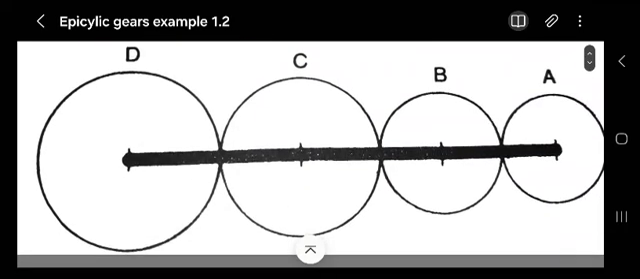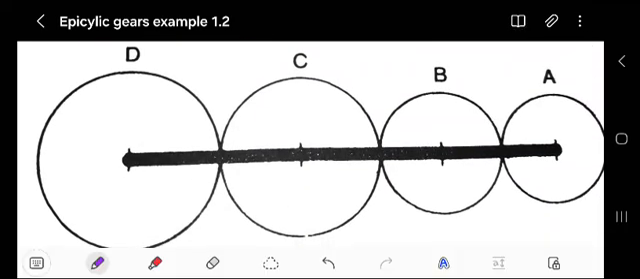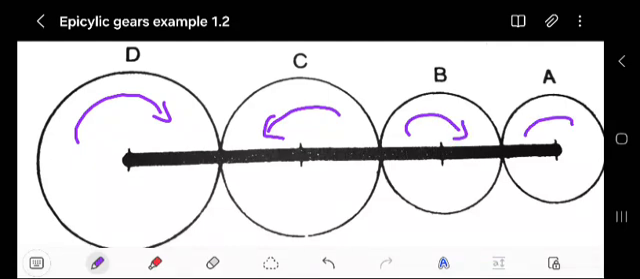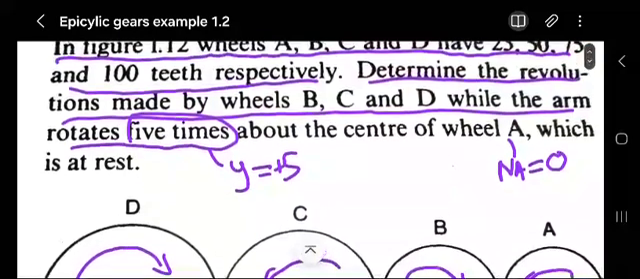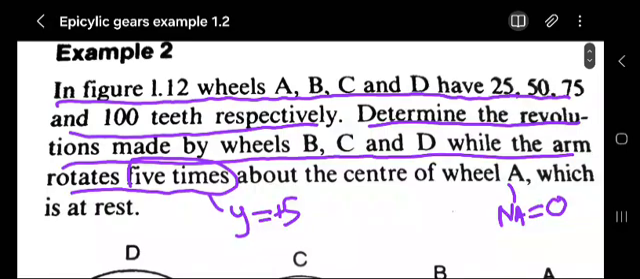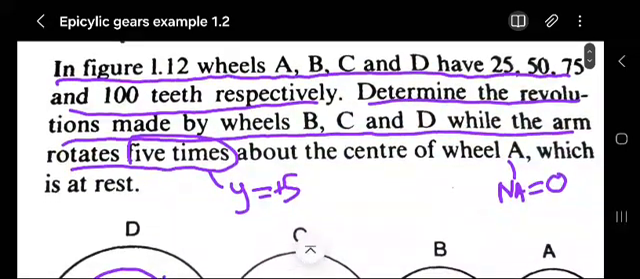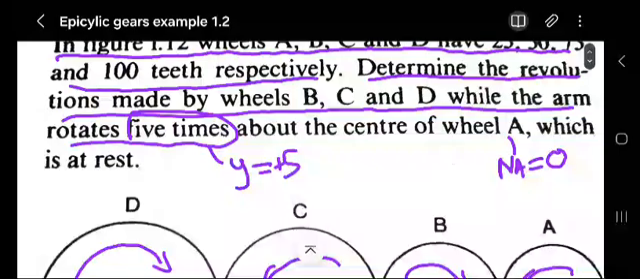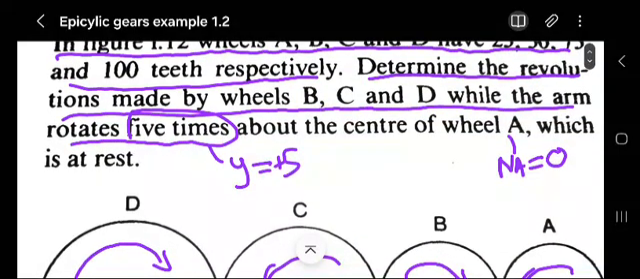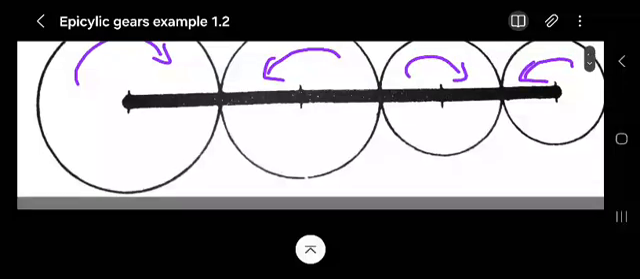So this is the diagram that I've given. You must know the rotation. D will rotate in this direction, C will rotate in this direction, B will rotate in this direction, and A will rotate in this direction. So they said we should determine the revolutions made by B, C and D while the arm rotates 5 times. Okay, we should calculate that.